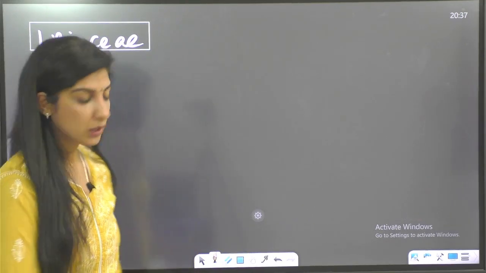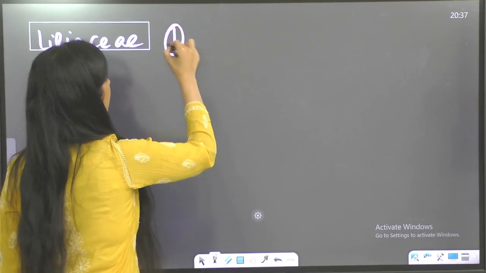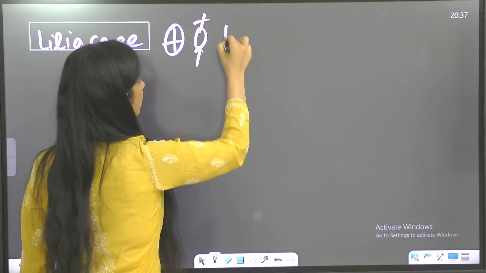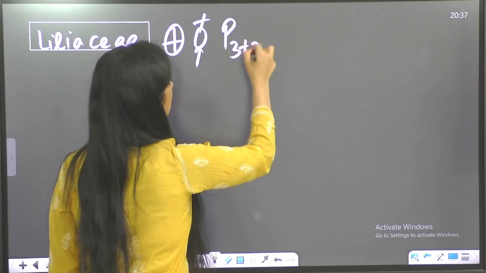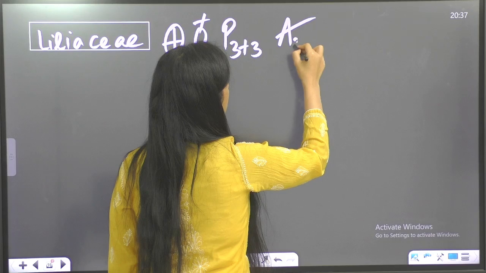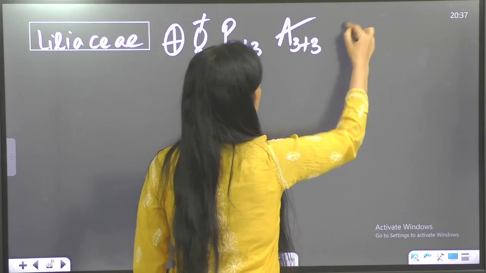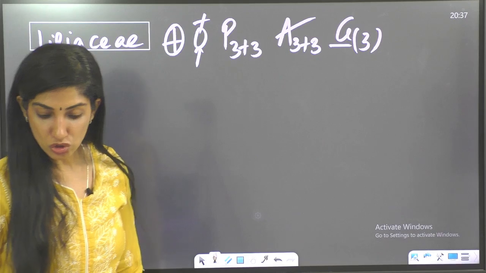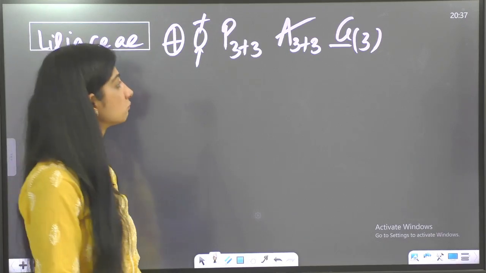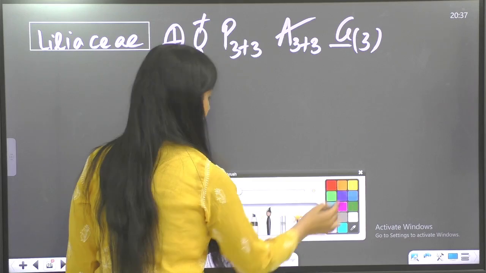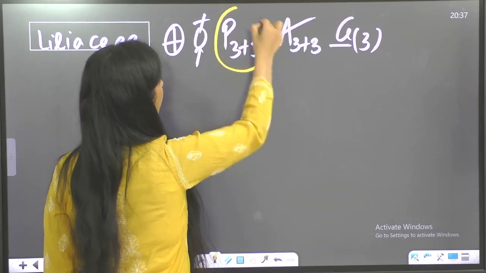Now Liliaceae family, very important, very simple. Actinomorphic symmetry, bisexuality, perianth 3+3, androecium is 3+3, gynoecium is 3, syncarpous, superior ovary. What do I say? There's nothing very complicated here. This is your diagnostic feature.